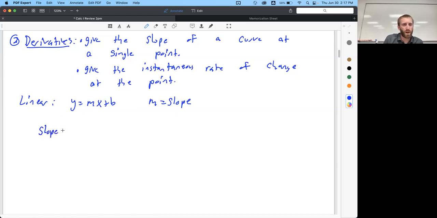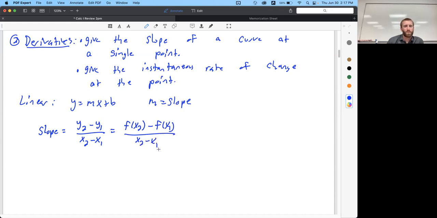And so remember that if you know 2 points that a linear curve goes through, you can find the slope by taking the change in y over the change in x, which we often say y2 minus y1 over x2 minus x1. Okay, I'm going to name these slightly differently. So instead of y2, I'm going to say that's f of x2, because that's the same thing, and f of x1 over x2 minus x1.